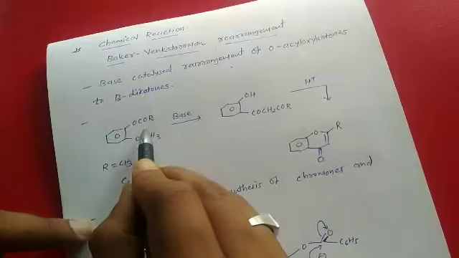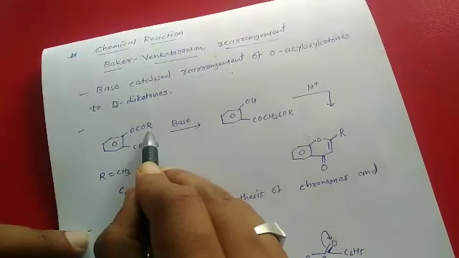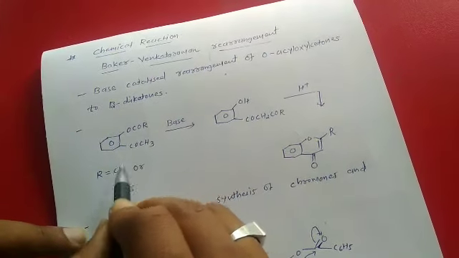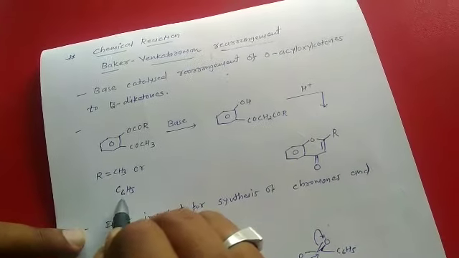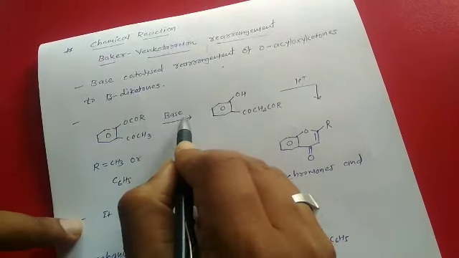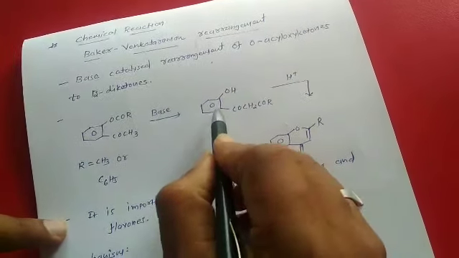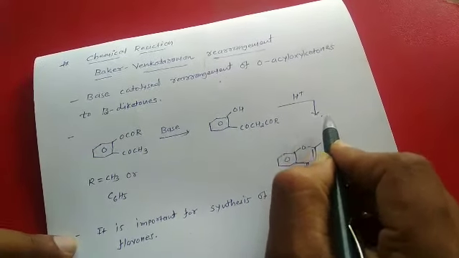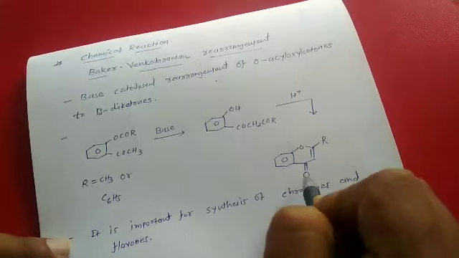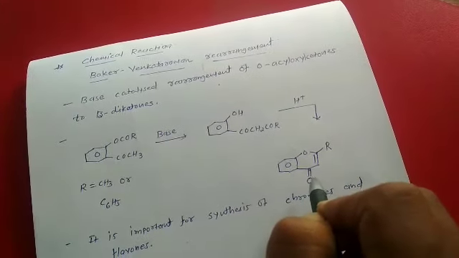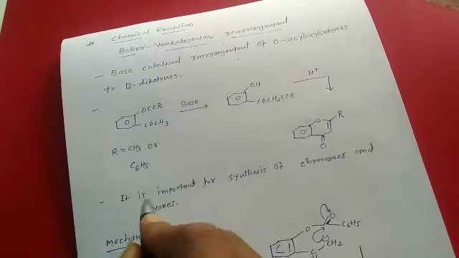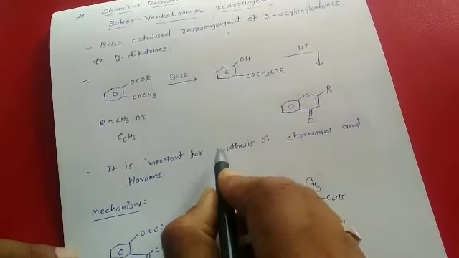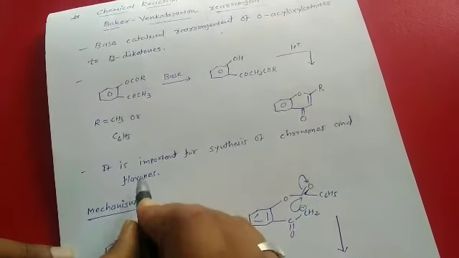Here it is OCOR. You can take in place of R any functional group like CH3 or C6H5. In presence of base, it will undergo rearrangement, and in the third step, hydrogenation takes place, and the final product will be formed at the end of this reaction. The importance of this reaction is the synthesis of chromones and flavones.